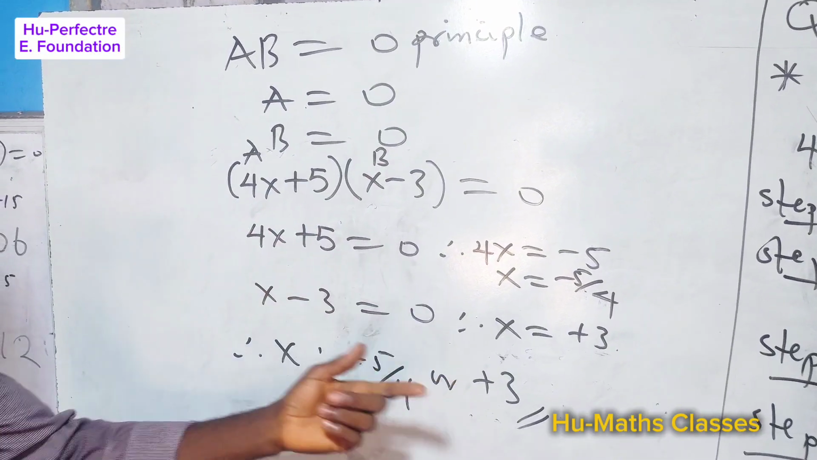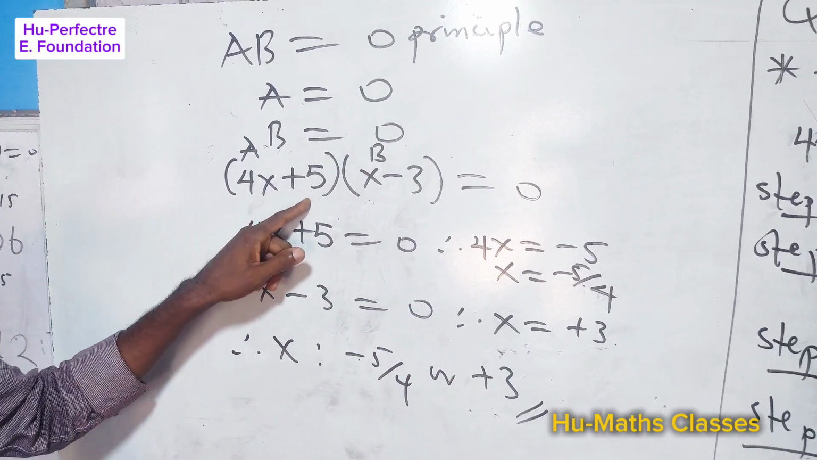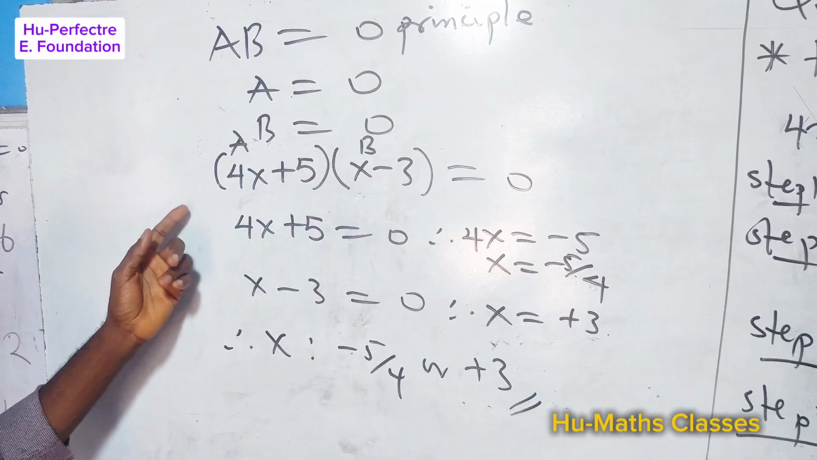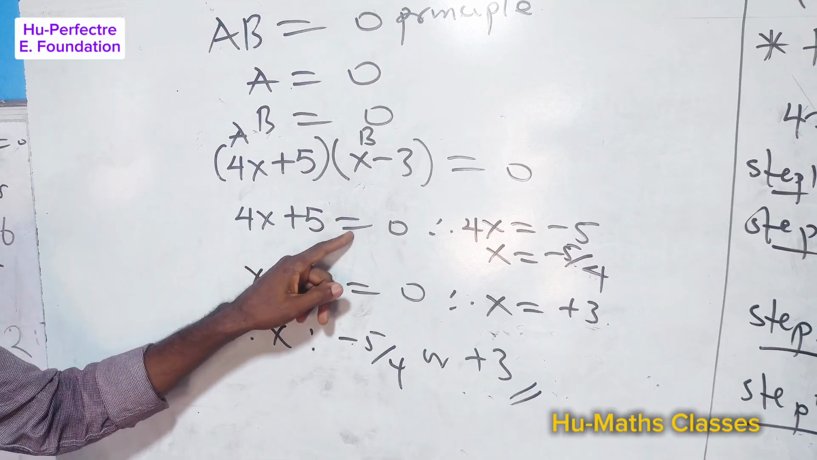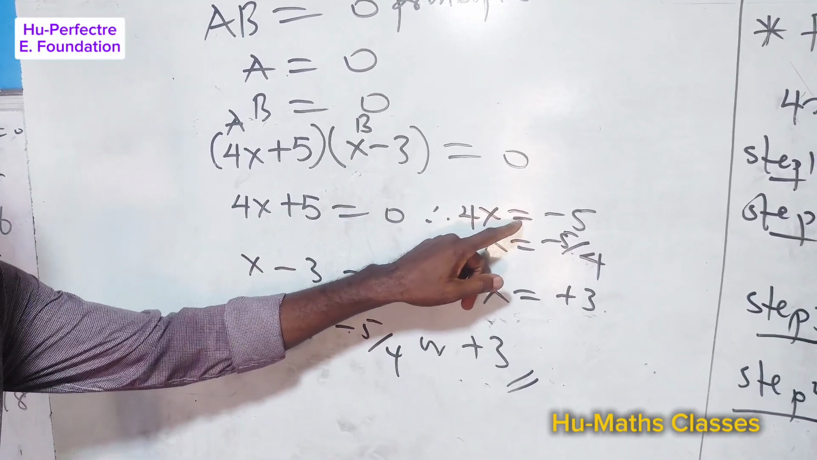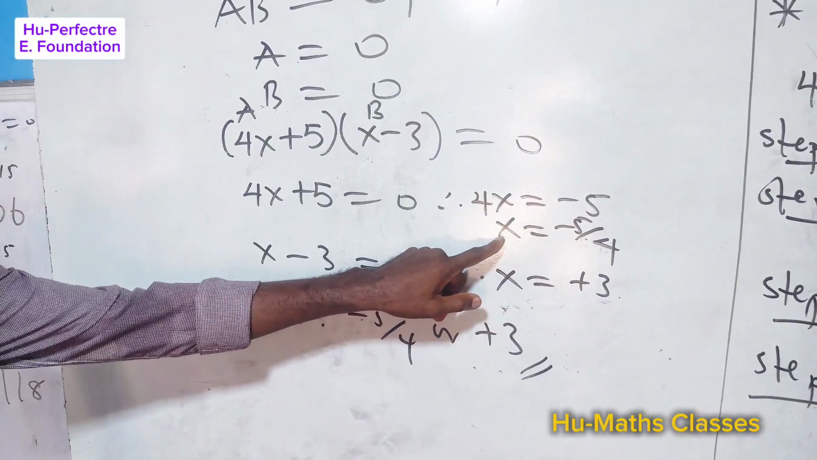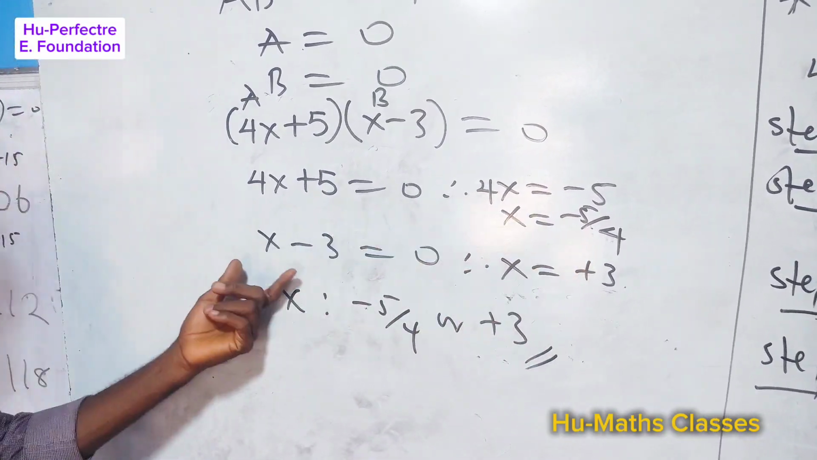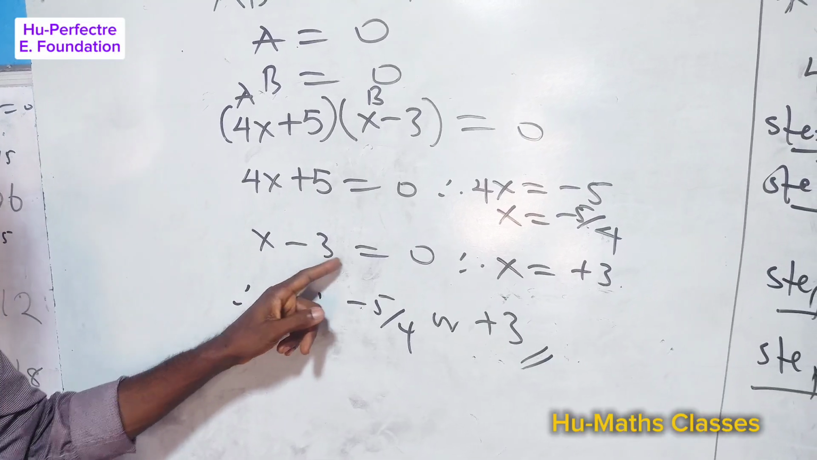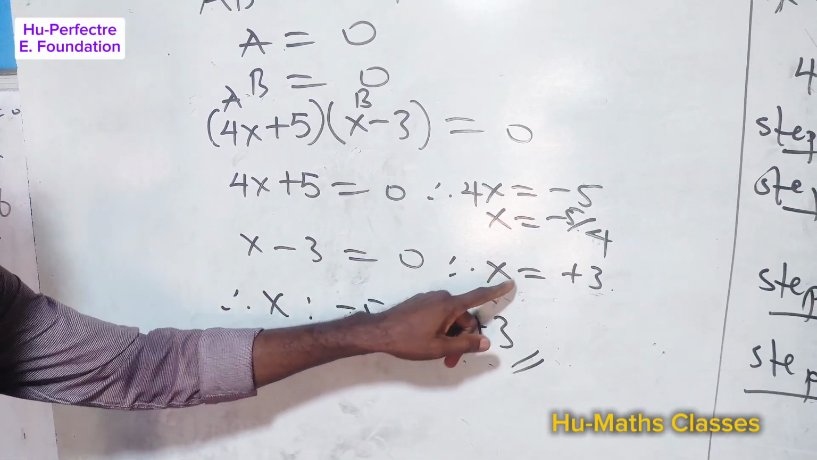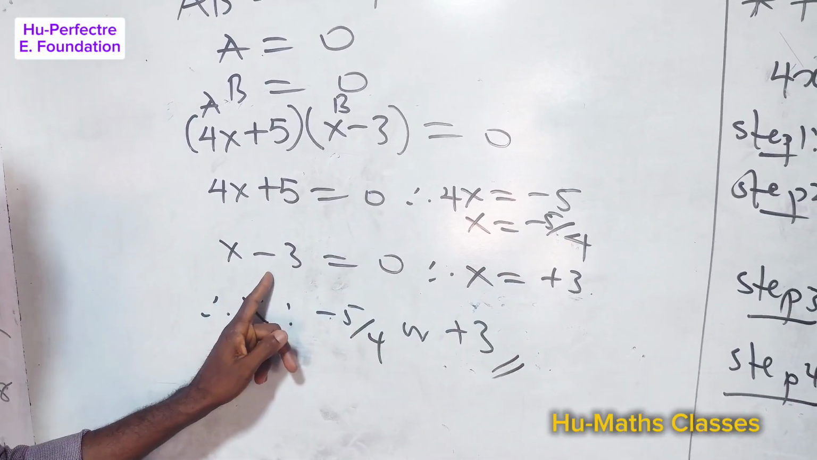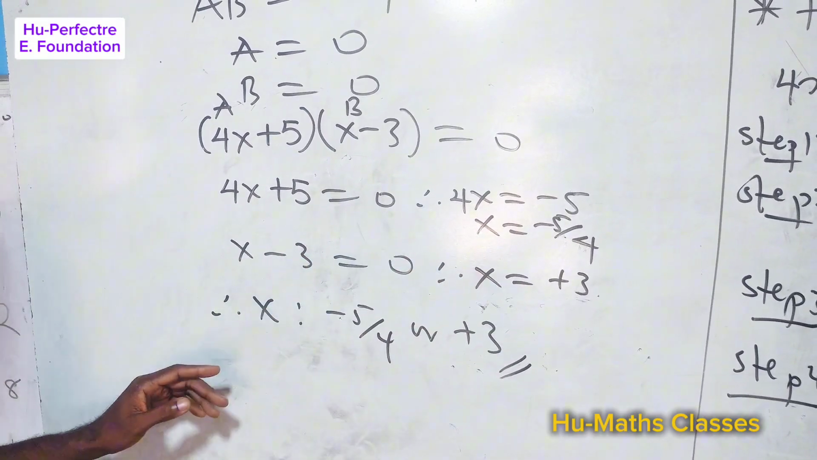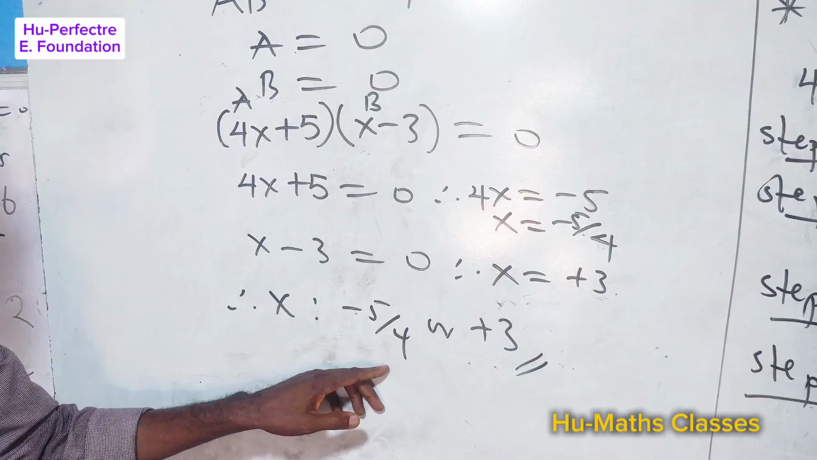Now, looking at the two factors that we have, 4x plus 5 and x minus 3, the first is A and the second is B. Therefore, 4x plus 5 is equal to 0, where 4x is equal to minus 5. Then making x the subject of the relation, we'll be having x is equal to minus 5 over 4. Then the second, x minus 3 is equal to 0, where x is equal to plus 3. If minus 3 is taken to the other side of the equation, then our final values for x are minus 5 over 4 or plus 3.